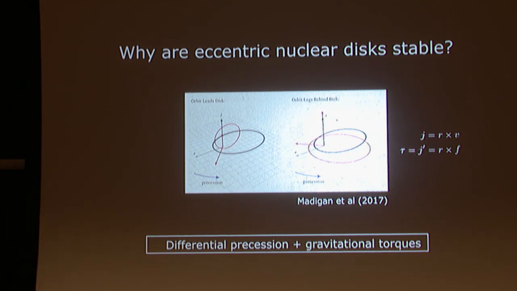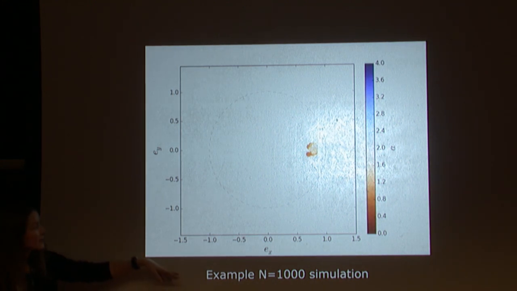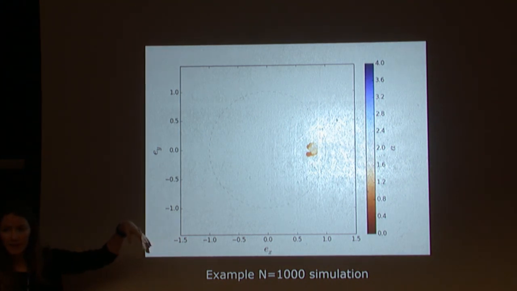And so we see this in simulations very clearly. This is a very simple schematic. Well, it's a result of an N equals 1,000 simulation. We just look at two components of the eccentricity vector.